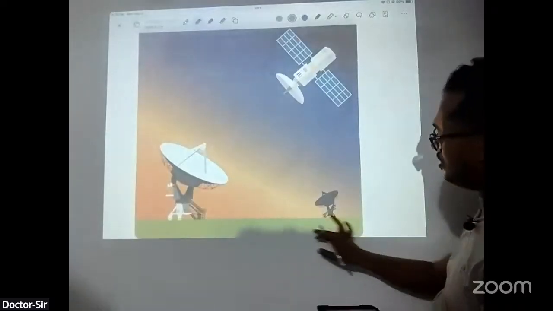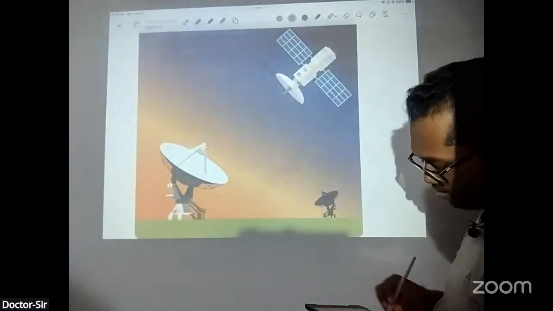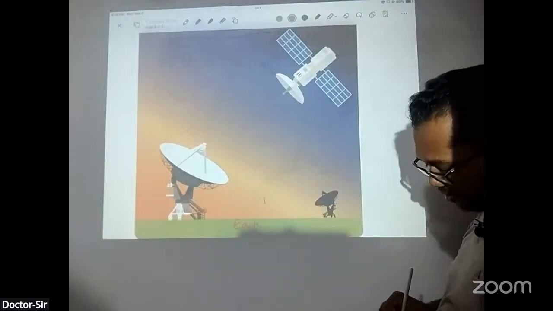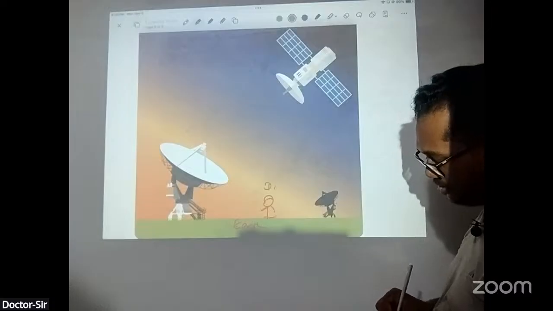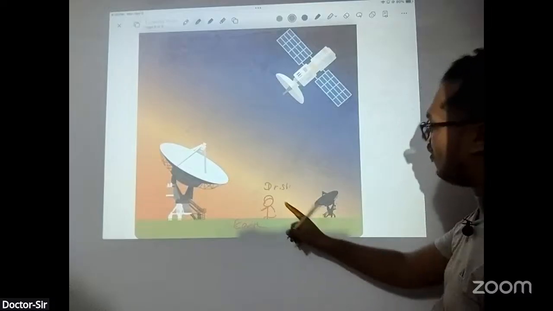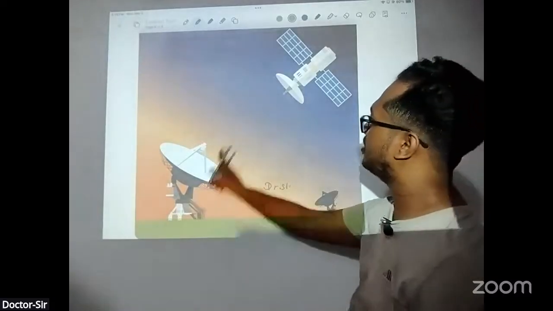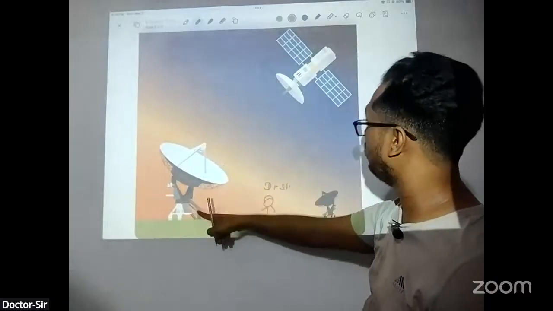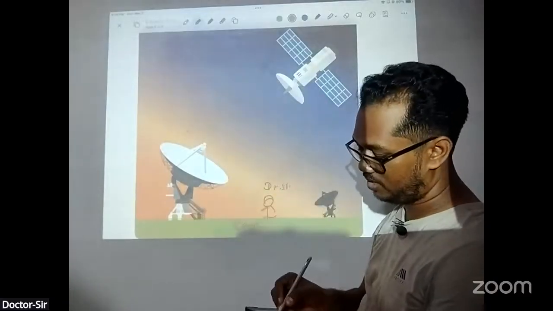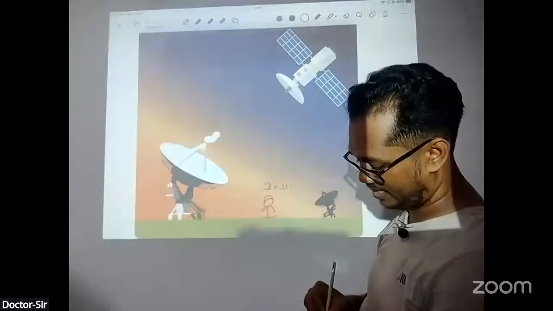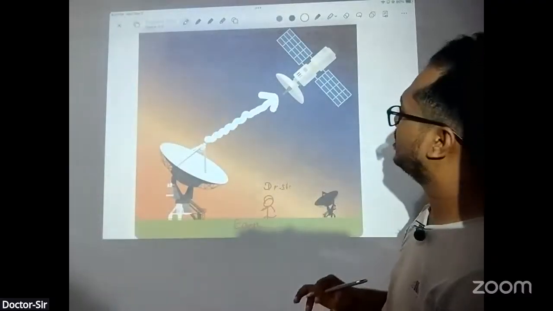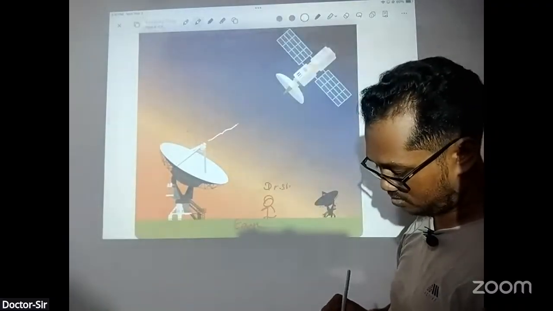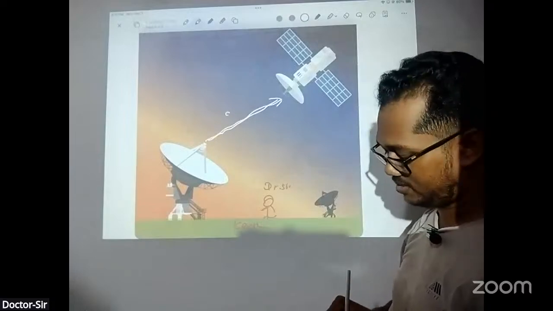So this green color area is the Earth. Right? So this is Earth. Let me mark the transmission station. So my signal transmission: we will send some signal from Earth to the satellite. So I will put a signal. Okay, so that is the signal passing from Earth to the satellite.